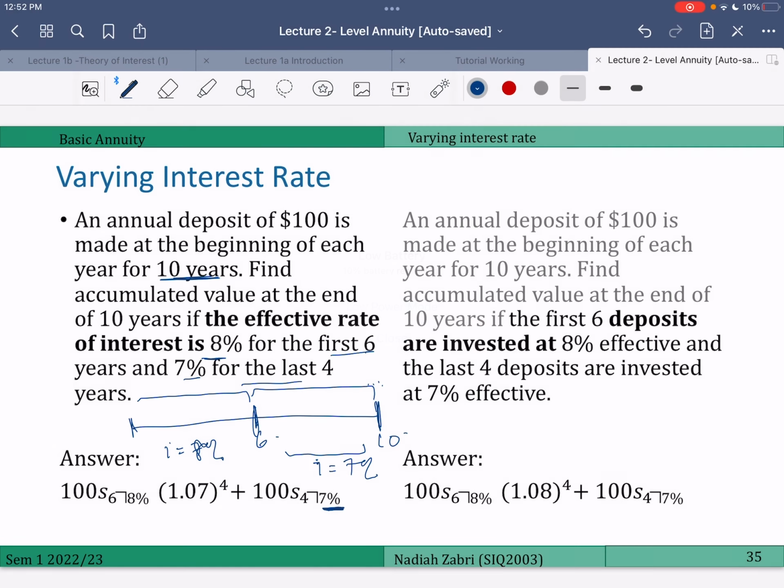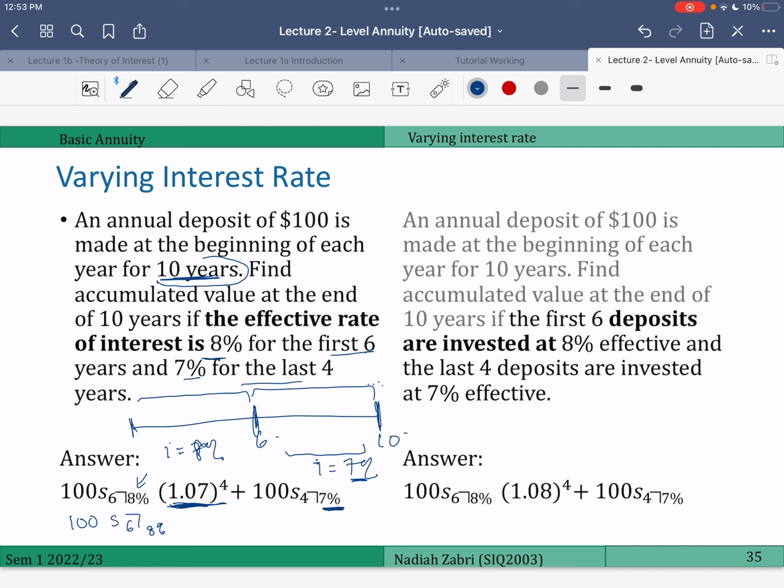4 years. So the first 6 years it will be 100 S angle 6, because we want to find the accumulated value, and this is evaluated with an interest rate of 8%. But this is evaluated at time 6, and we want to find the accumulated value at time 10. So we need to accumulate a little bit more, another 4 years. But when we accumulate another 4 years, it's not with 8%, because you remember, the interest rate is 7% for the next 4 years. So you need to accumulate with 7%.